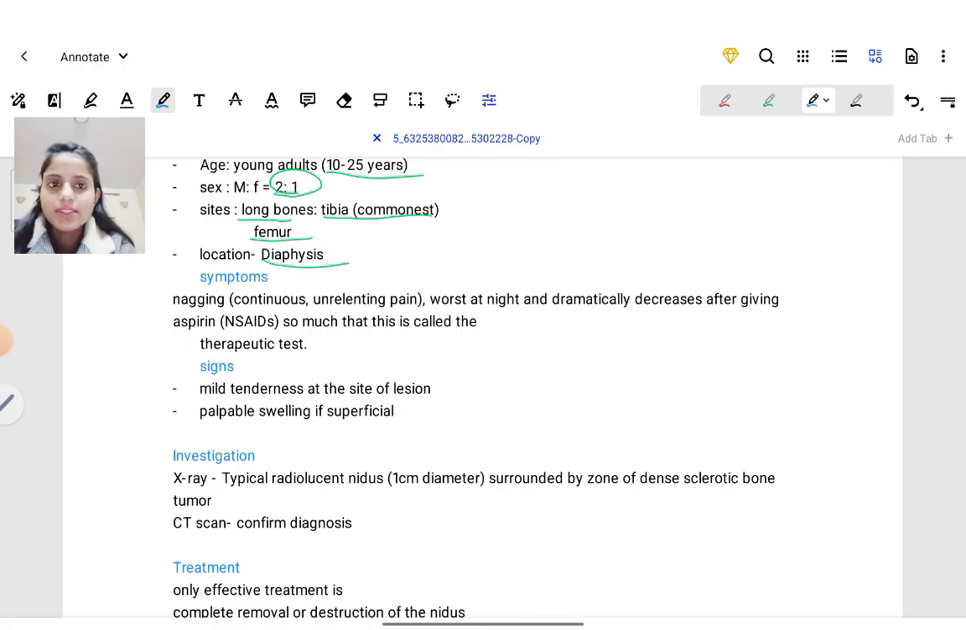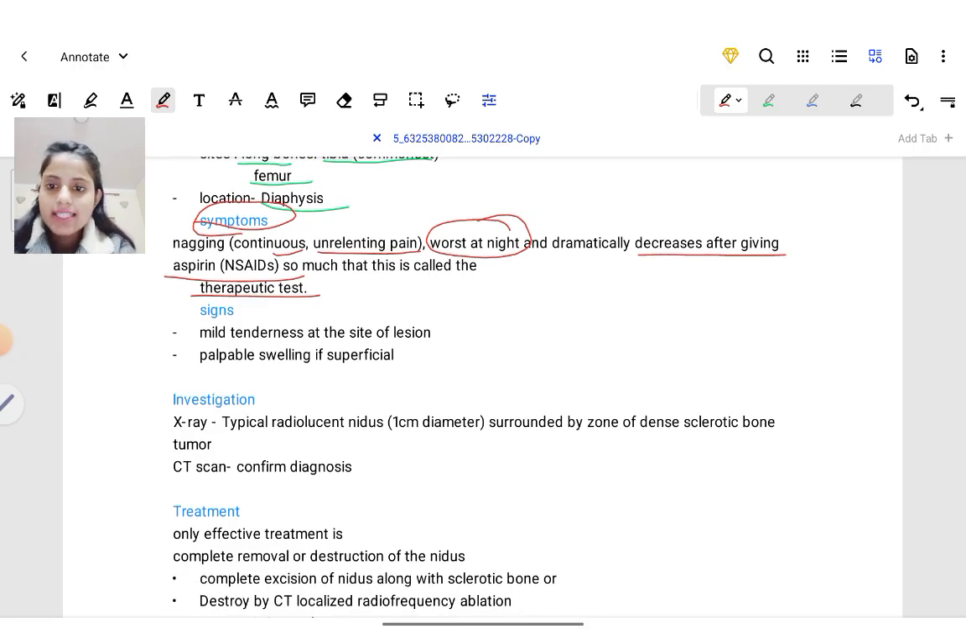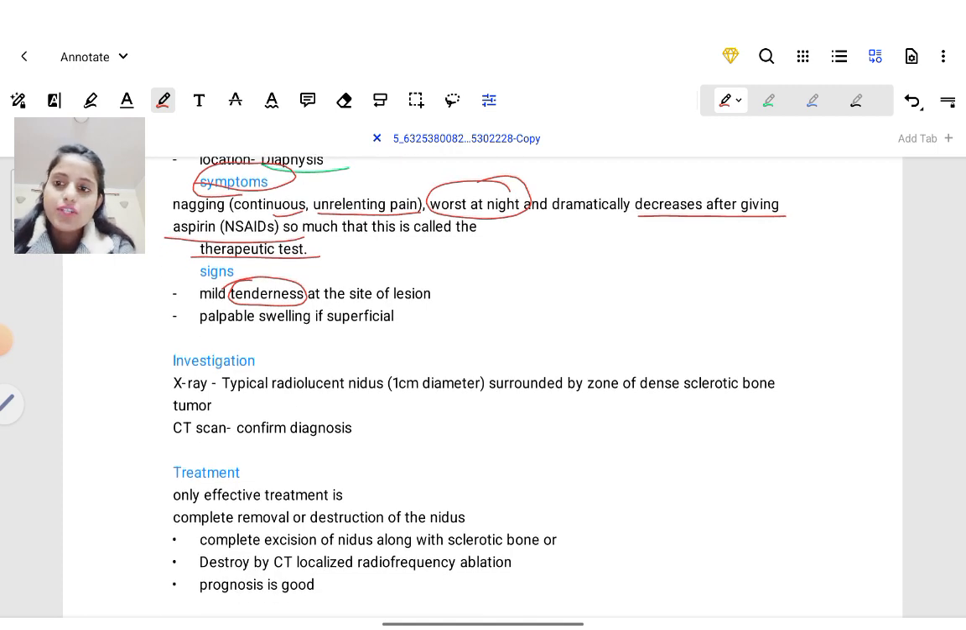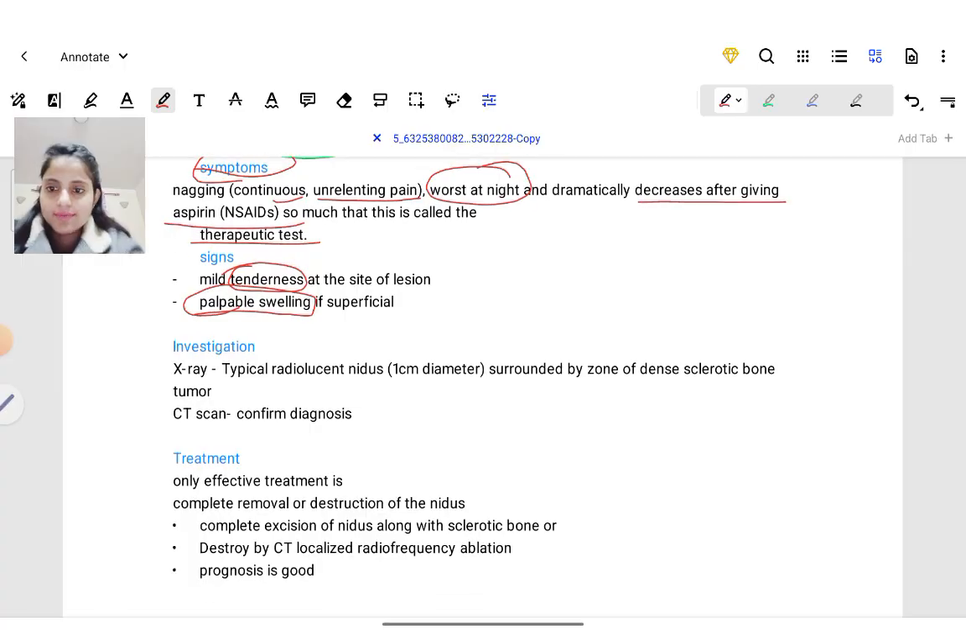On symptoms, there is nagging, continuous unrelenting pain, which is worst at night and dramatically decreases after giving aspirin and NSAIDs so much that this is called the therapeutic test. On signs, we can see mild tenderness at the site of the lesion, and if the osteoma is superficial, then there is palpable swelling.